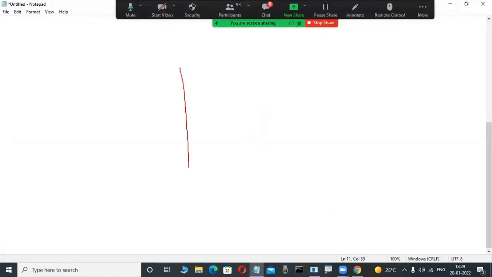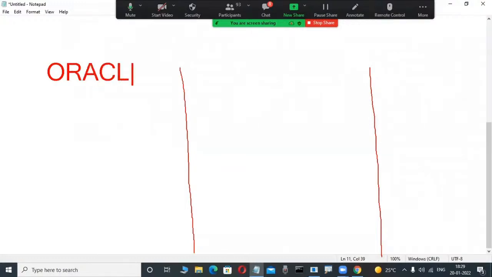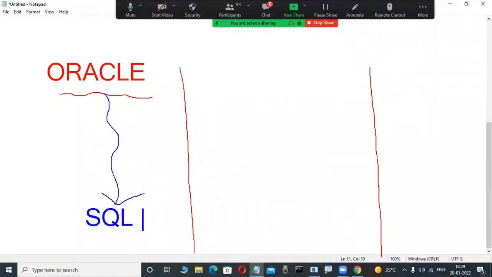I am working in a company, and I am working on Oracle projects. Oracle is a relational database product. If I want to operate this relational database product, I use SQL, which is a language. Observe here, SQL is a language I'm using.